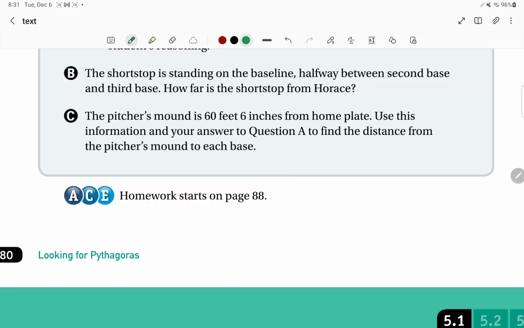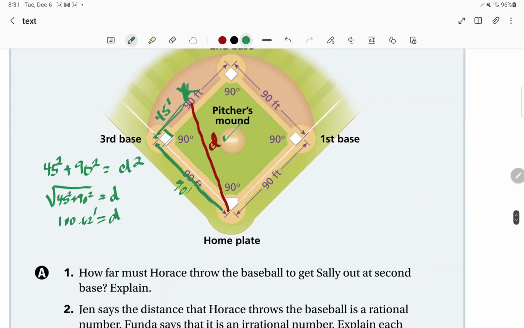Part C says the pitcher's mound is 60 feet 6 inches from home plate. So that's this distance right here. So the pitcher's mound right here, that's 60.5 feet from home plate. Use this information and your answer to question A to find the distance from the pitcher's mound to each base.